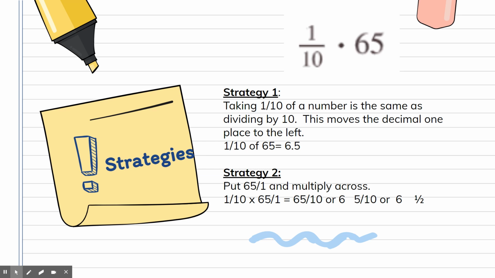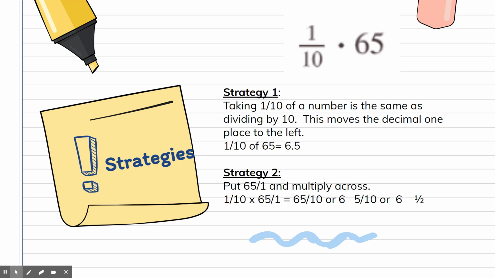Now, when I try to take 65 tenths, which is an improper fraction, and rewrite it as a mixed number, I think how many tens fit into 65? Well, 10, 20, 30, 40, 50, 60, 6 of them, and that becomes my whole number. Then I think what's left over? Okay, well, 5 tenths. 5 tenths is going to simplify to a half, and so that's going to get me to that 6.5 as well.